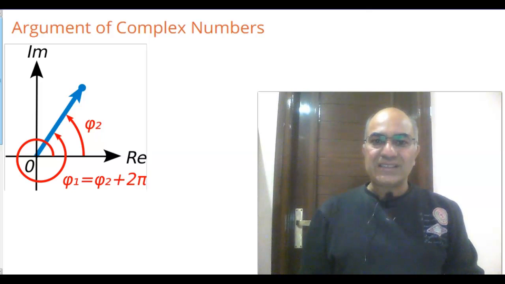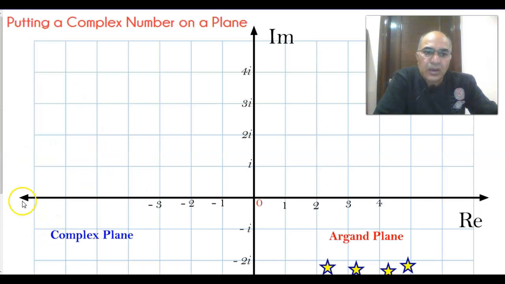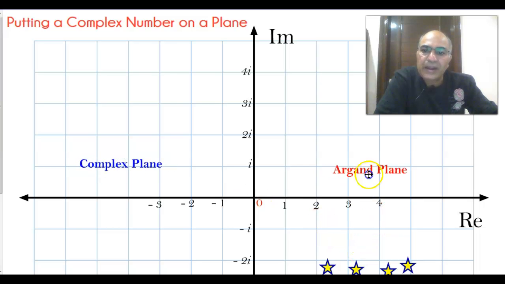Myself Arun Kaushish. In this video, we are going to discuss argument of complex numbers. First of all, we recall how to represent complex numbers on a plane. All the real numbers are represented on this real axis and imaginary numbers are represented on this imaginary axis, and this special plane is called complex plane or Argand plane.